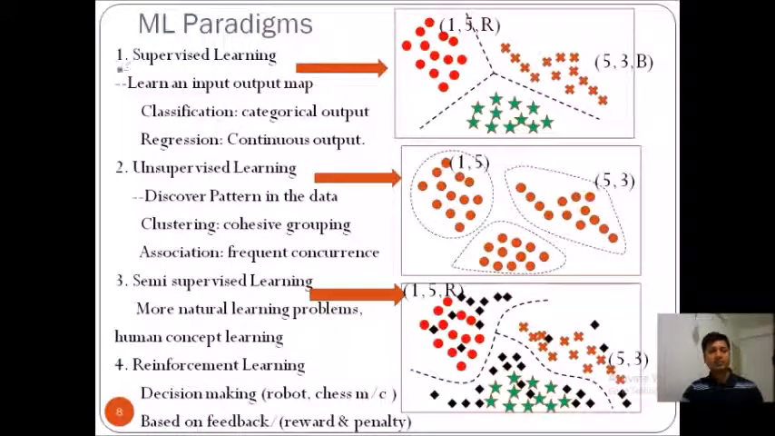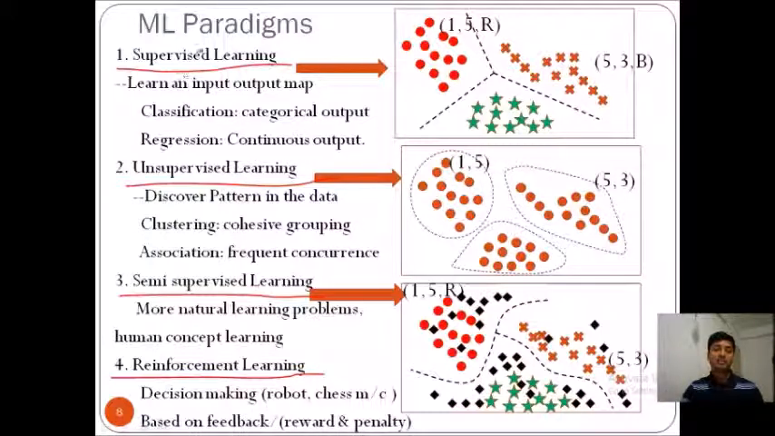The machine learning paradigms are broadly categorized into four types: supervised, unsupervised, semi-supervised, and reinforcement learning. Supervised learning comes into place where the data set is given, and each observation or sample is labeled.